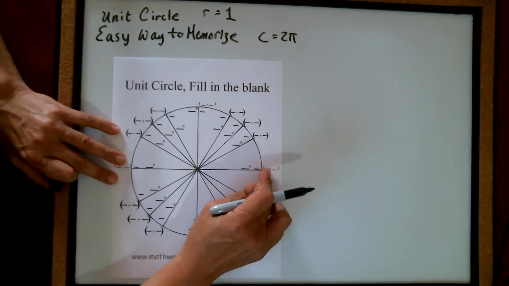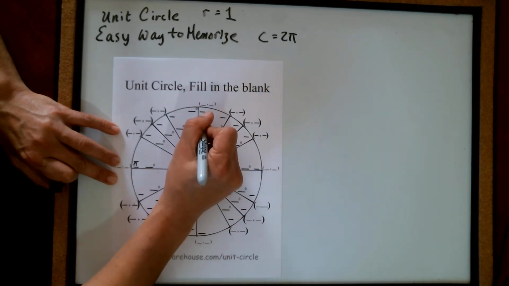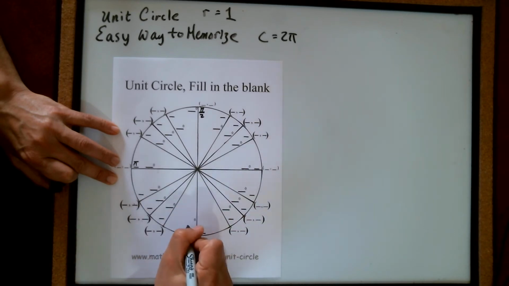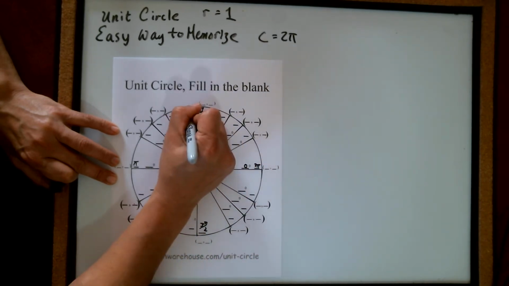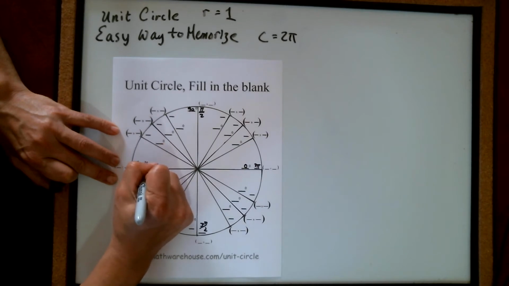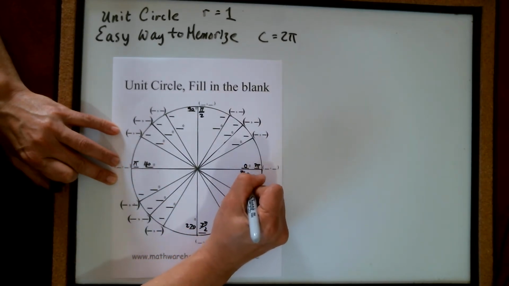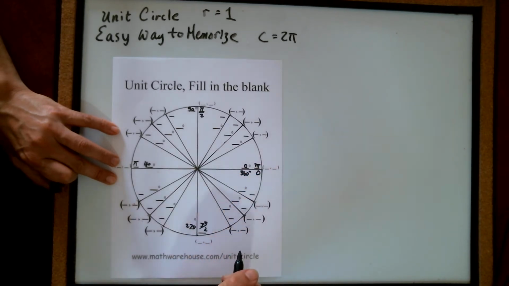So here, from 0 degrees, halfway is going to be pi. Half of that is pi over 2, 2 pi over 2, 3 pi over 2, and 4 pi over 2, which is just 2 pi. 0 degrees, 90 degrees, 180, 270 degrees, and of course 360 degrees is also 2 pi, or 0 radians as well. Okay.